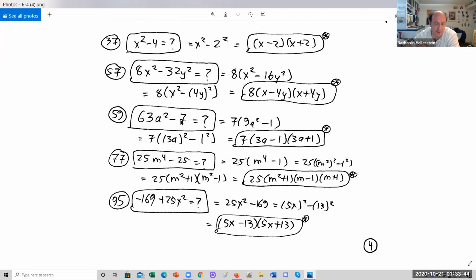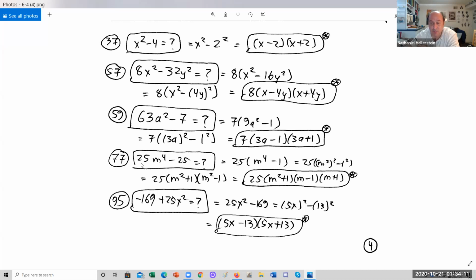Now this is even worse. 7 is not at all a square, not even a cube, but it has a common factor with 73. So we pull out a factor of 7 times, and what's left is 9a squared minus 1. Looks good. 9a squared is the square of 3a. 1 is the square of 1. 7 times the square of 3a minus the square of 1. And okay, so that factors into 7 times 3a minus 1 times 3a plus 1.